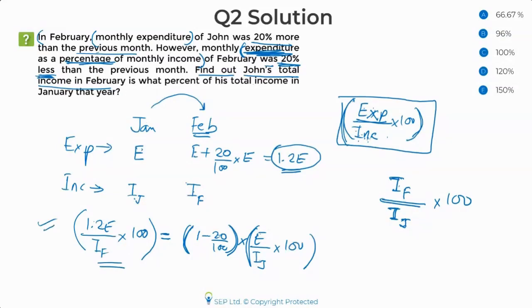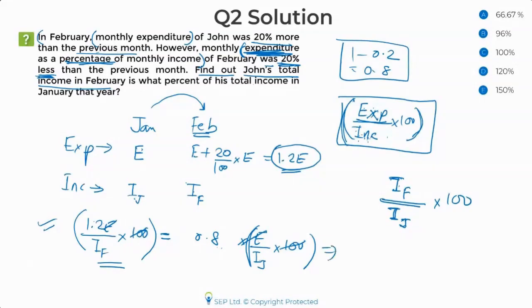Now this can be written as 1 minus 20 by 100, which is basically 1 minus 0.2. So I can write this as 0.8. I'm doing the calculation on top for those of you who can see it. Notice the 100 and the E are getting cancelled out. And I need IF by IJ. So I can bring IF here, which will give me IF by IJ is equal to 1.2 by 0.8.